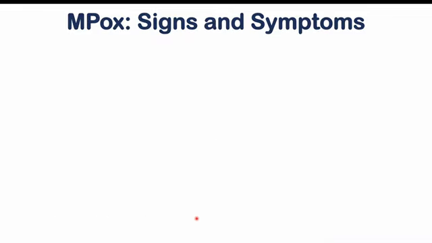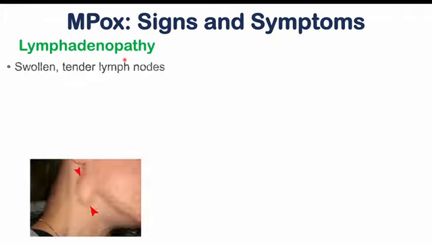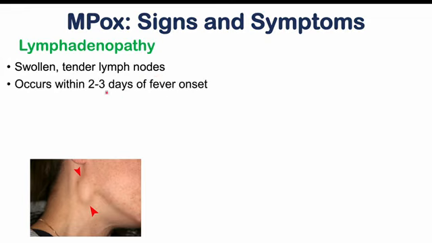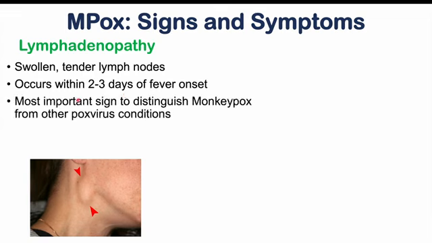But something also very important with regards to this prodromal stage is that they can have lymphadenopathy. We talked about the fact that the virus can enter into the lymph nodes and then multiply in those lymph nodes. They can cause lymphadenopathy. Again, lymphadenopathy is swollen, tender lymph nodes, and it occurs within 2 to 3 days of fever onset. This is actually going to be the most important sign to distinguish monkeypox from other pox virus infections.